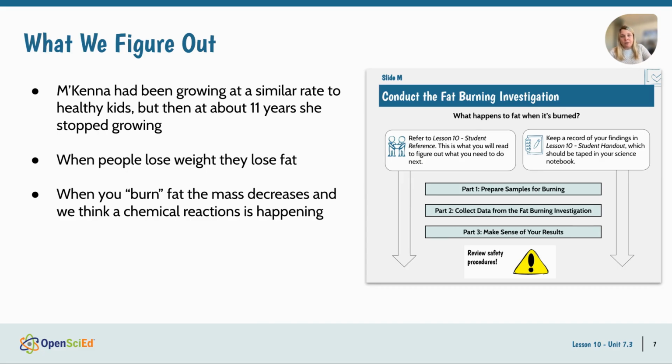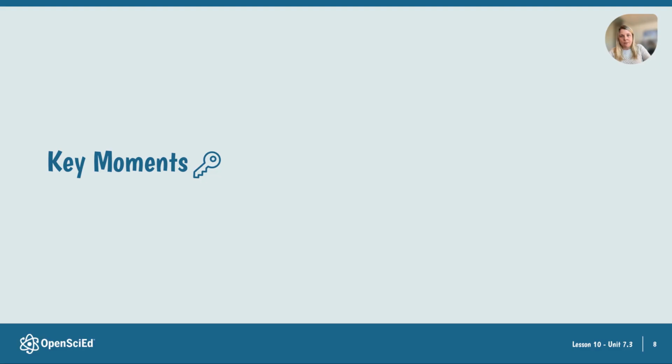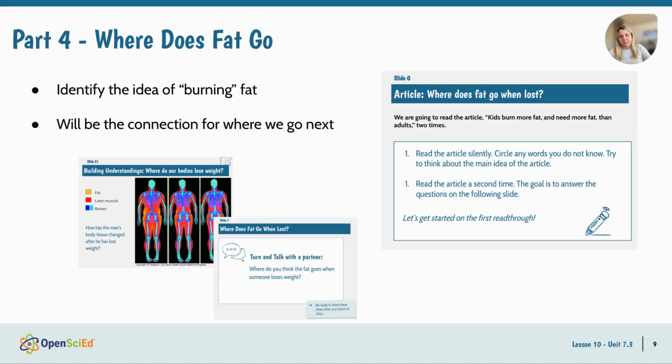From our reading, we learned that when people lose weight, they're actually losing fat, so we decided to conduct an investigation to help figure this out. From this, we've learned that when you burn fat, the mass decreases, and some properties change, and therefore we're thinking a chemical reaction is actually happening. Now let's take a look at some of the key moments in this lesson.